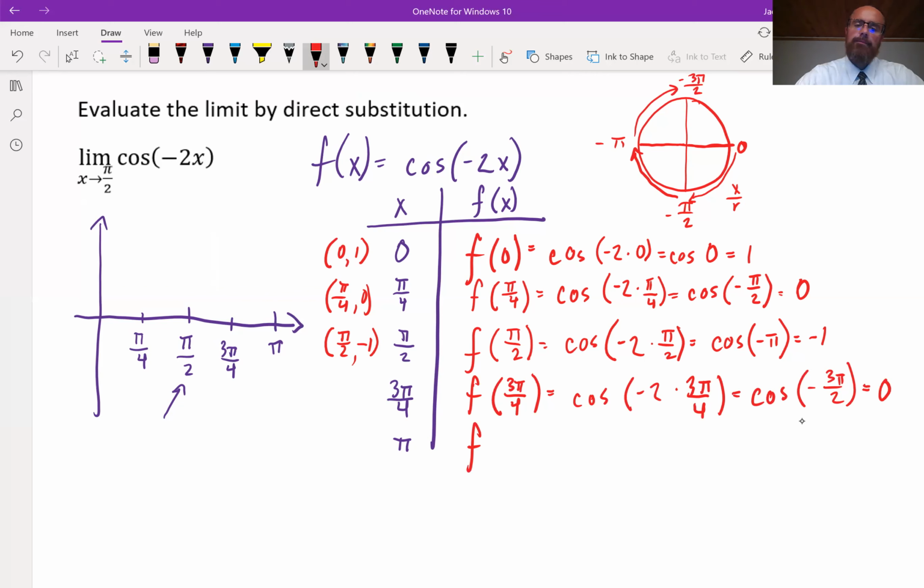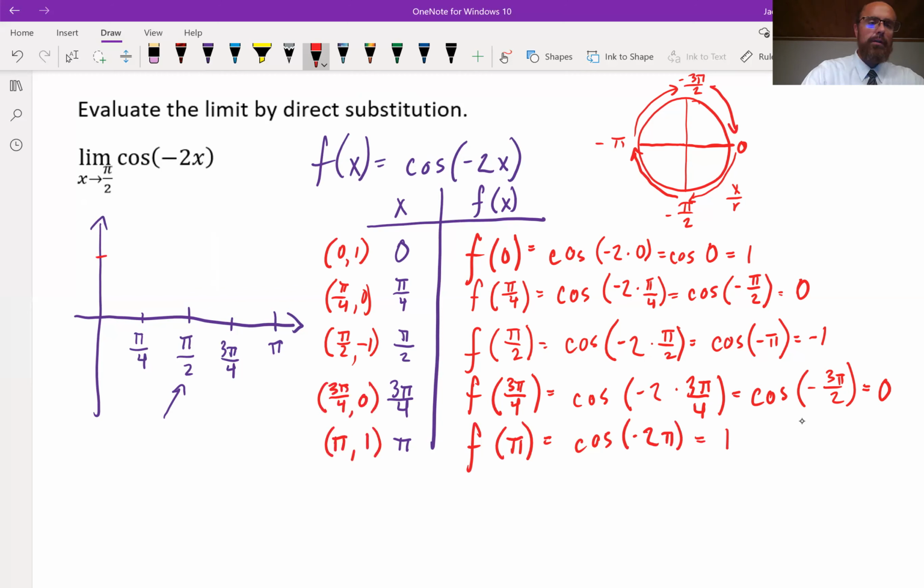F at pi is cosine of negative 2 pi, and that's back to what we've been calling 0. Remember, the unit circle cycles around and repeats as you wind around the unit circle. So that's equivalent to cosine at 0, which is again 1. Okay, so we're ready to just sketch that graph. And the good news is we've done our direct substitution evaluation for the limit as part of this table. So we don't have a whole lot to do once we've graphed this and seen what we're looking at with the limit. So let's sketch the graph.